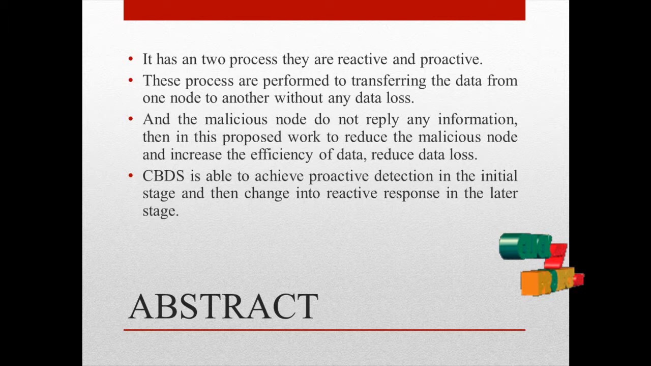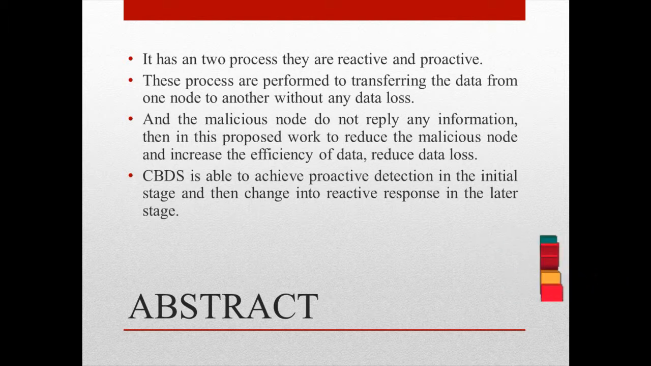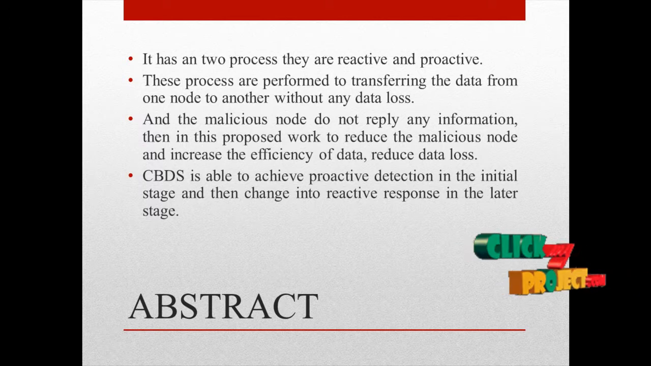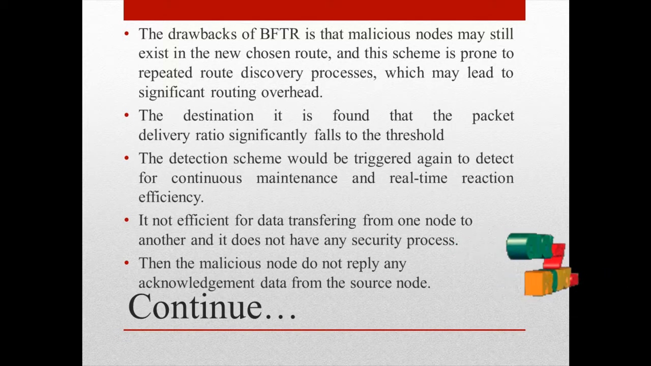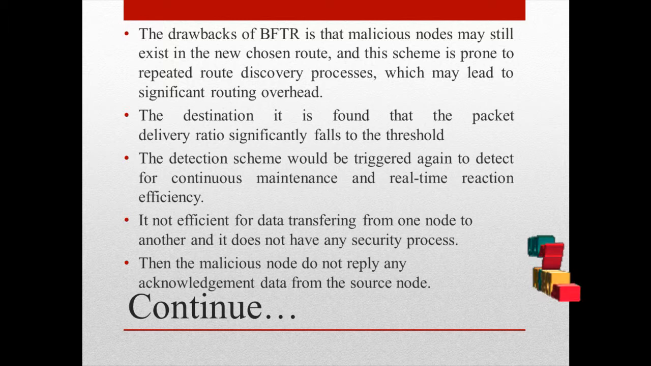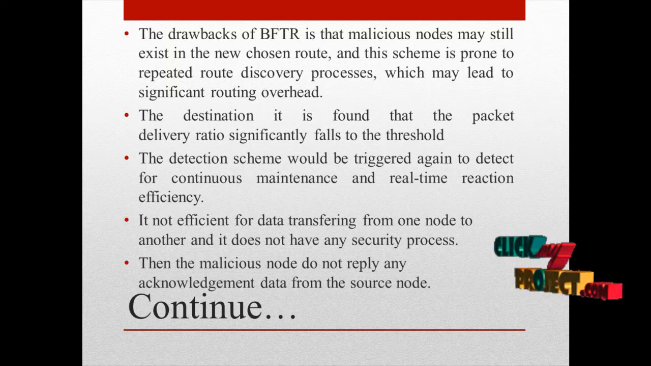In this proposed work, to reduce the malicious nodes and increase the efficiency of data and reduce data loss, CBDS is able to achieve proactive detection in the initial stage and then change into reactive response in the later stage. The drawbacks of BFTR are that malicious nodes may still exist in the newly chosen route, and this scheme is prone to repeated route discovery processes, which may lead to significant routing overhead.